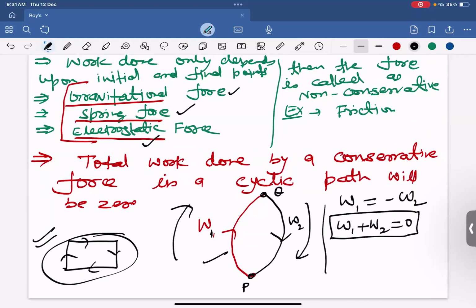Understood? So potential energy has different types, and their formulas and derivations we'll discuss in the next class.